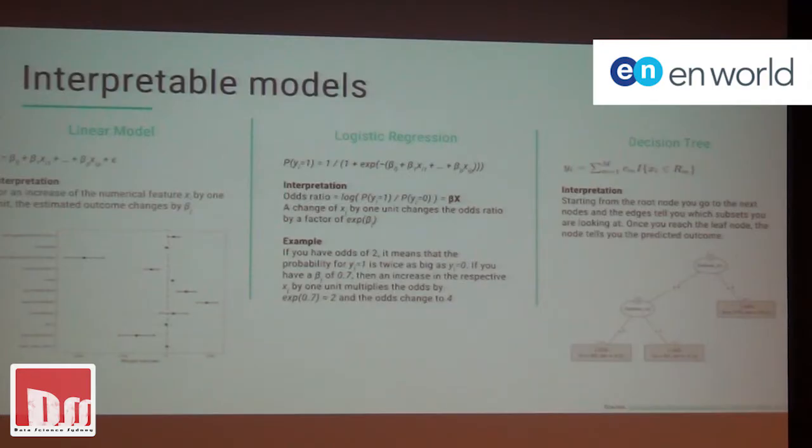So if you go through the example that I've got there, if you have odds of 2, it means the probability for y equals 1, the class you're trying to classify, is twice as big as y equals 0. If you have a beta of 0.7, then it's the exponential of that, and so it increases to about 2 times. Again, depending on the coefficient, but a linear relationship there.